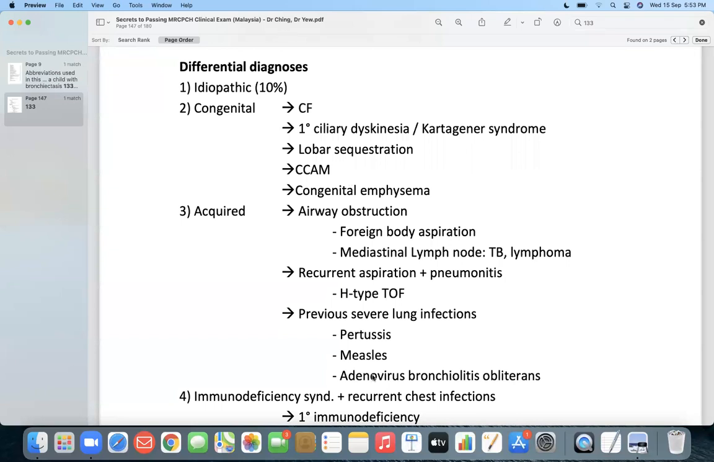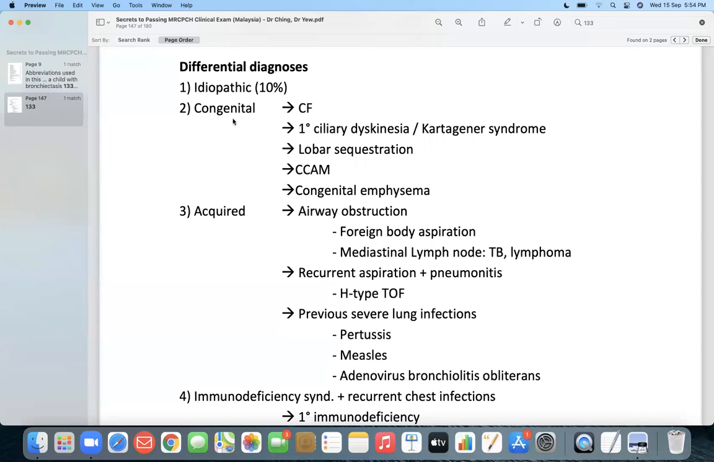What do you say? We will put infections first here, or cystic fibrosis, ciliary dyskinesia, and CCAM first? No, ciliary dyskinesia, lobar sequestration, CCAM, these will come first. Infections will come at the bottom. Yeah, this is what I want to tell her. Put these things first in these patients.